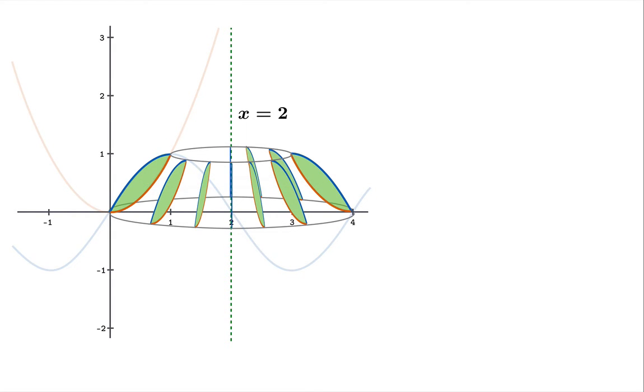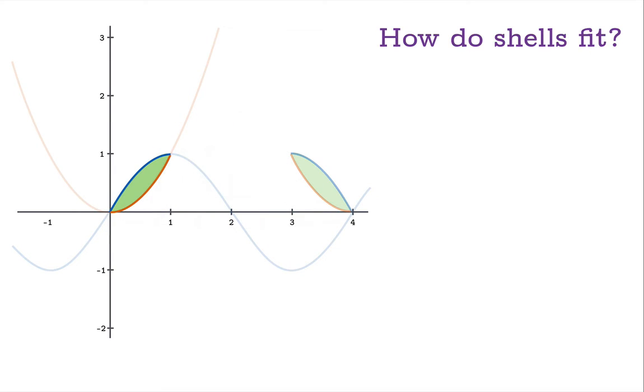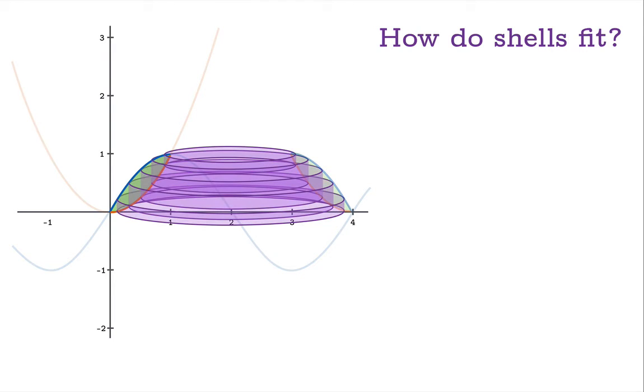So what we get is another sort of bundt cake shape. It's going to look something like this. And we want to figure out how to use shells to find the volume. So how do shells fit? They're going to fit like this. They're going to fit together like this to sort of approximate the volume.